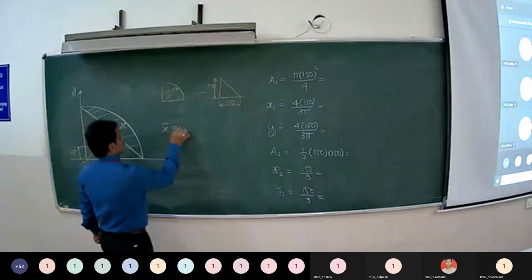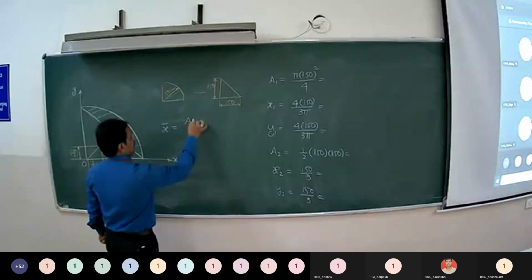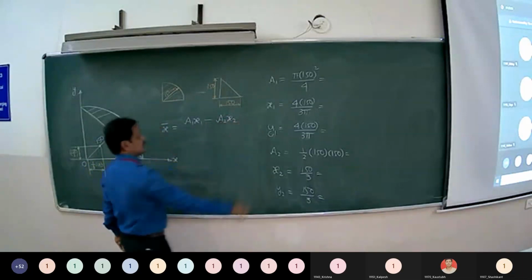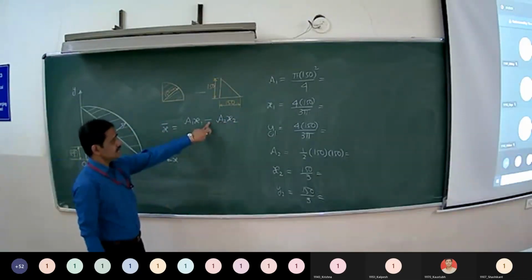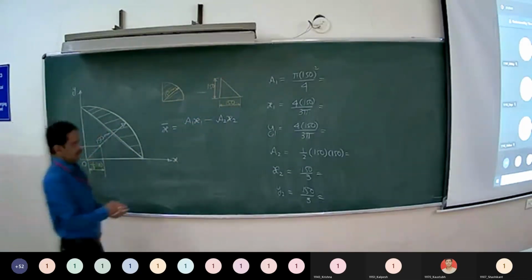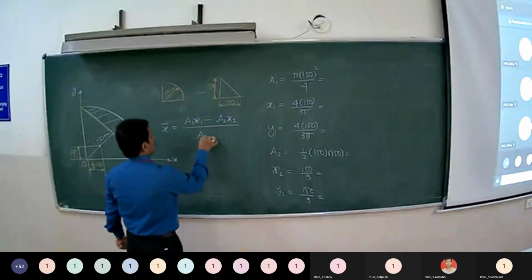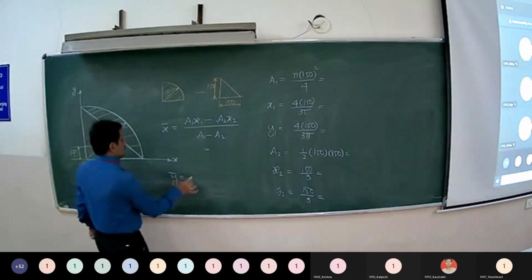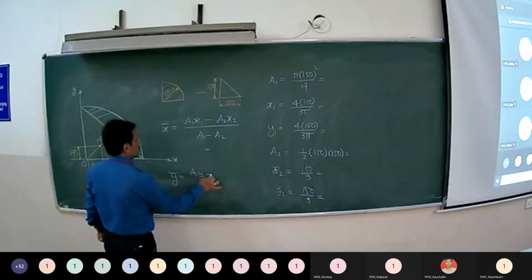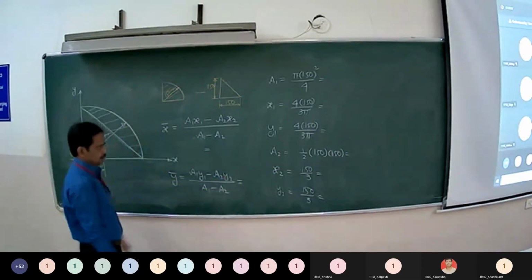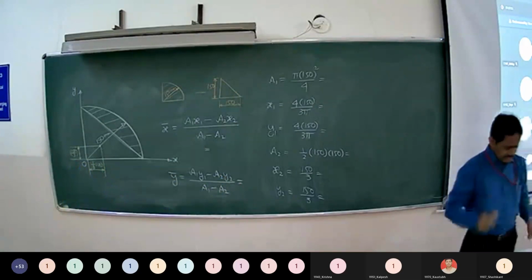Then you have x bar equal to A1 X1 minus A2 X2, minus because this is the second part, the right angle triangle, which is to be removed from the lamina, upon A1 minus A2. Similarly, y bar is A1 Y1 minus A2 Y2 upon A1 minus A2.